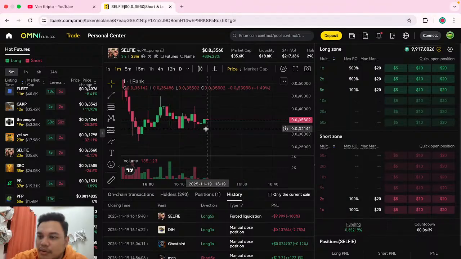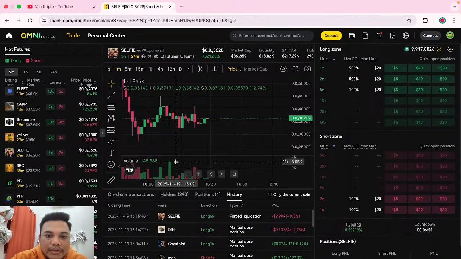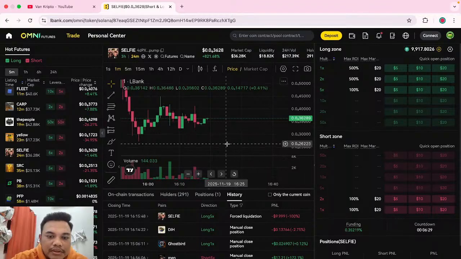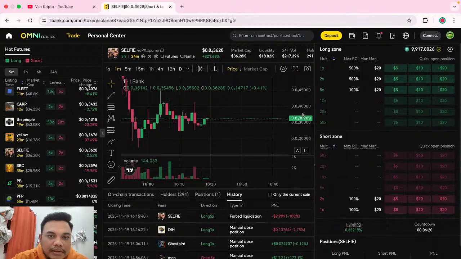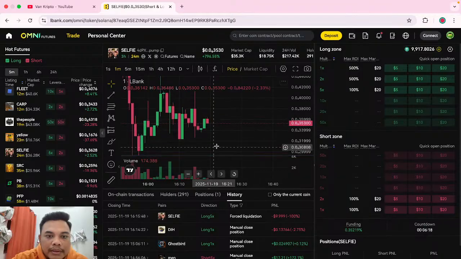It's for sure going red again, which is suitable for us to open a short. I think just now we got forced liquidation, and it shows that yeah, the market is not really great for the pump right now at the moment.